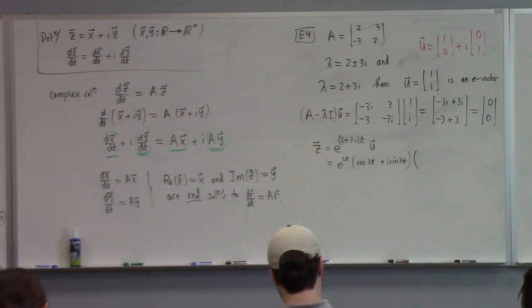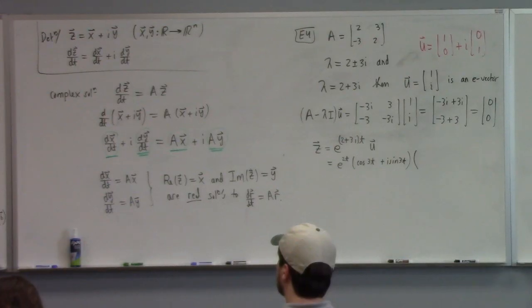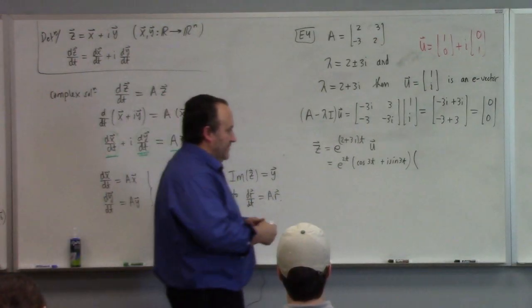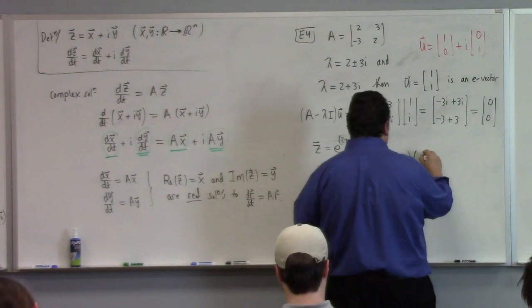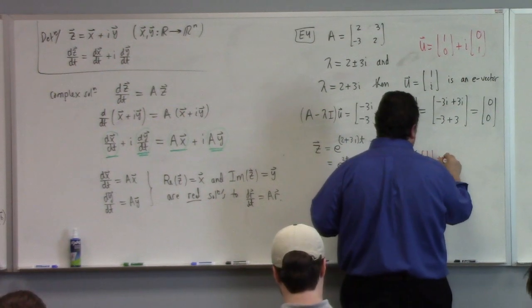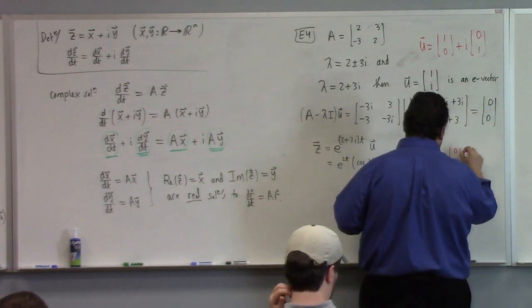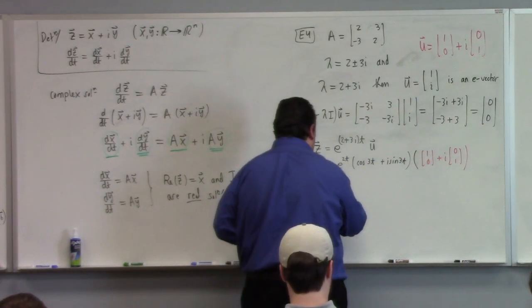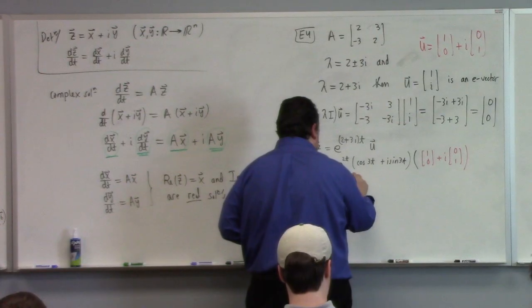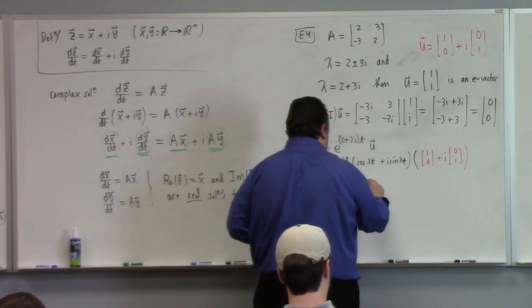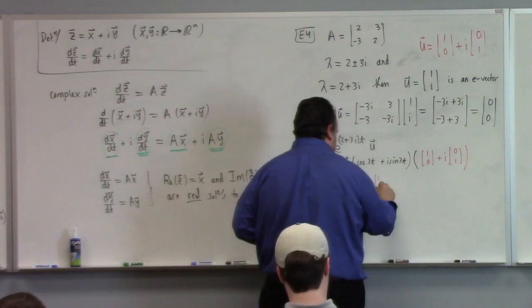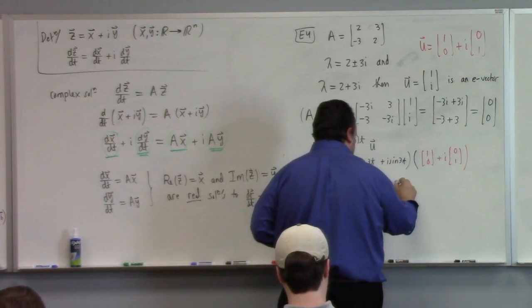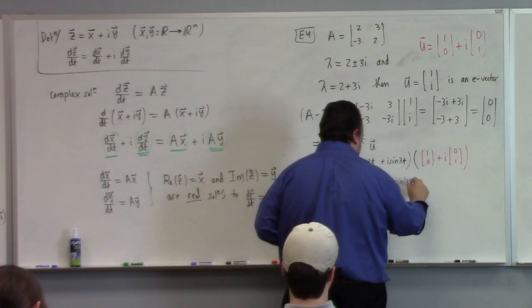We're trying to find real solutions to differential equations, so we can't leave an i in the answer. And we just have to use the theorem, basically. So this is 1, 0 plus i times 0, 1. And all we've got to do is multiply this out and collect stuff. So I've got cosine 3t times my 1, 0 minus, can you guys tell me why there's a minus here?